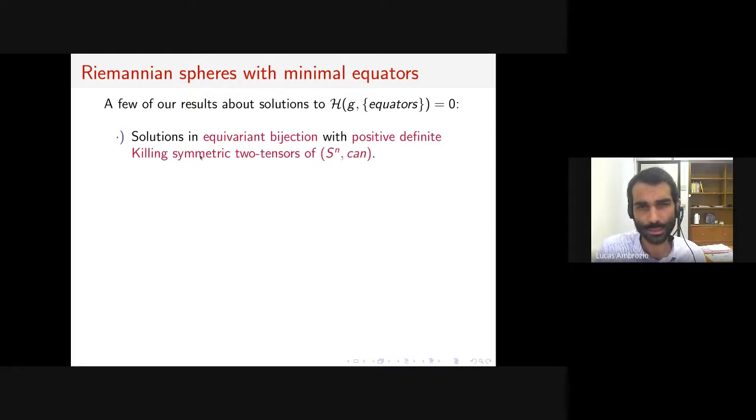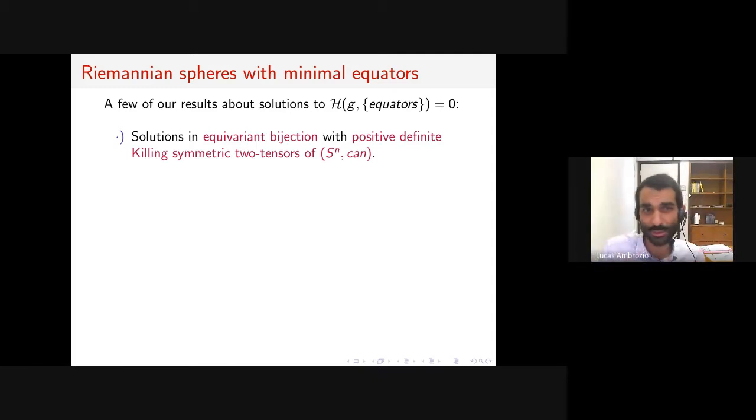Okay, so a symmetric two-tensor, let's call it K, is called Killing when I compute the covariant derivative of K in three equal vectors, so ∇K(X,X,X), this gives me zero. Okay, so this is the Killing condition. In other words, if I compute along a geodesic, the derivative of K(γ',γ') is going to be equal to zero. Okay, so the symmetric Killing two-tensors are kind of polynomials that are invariant by the geodesic flow.